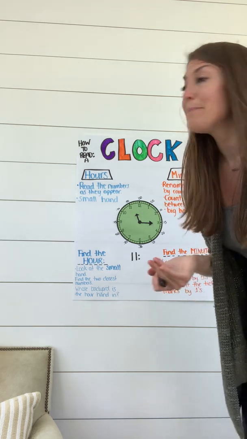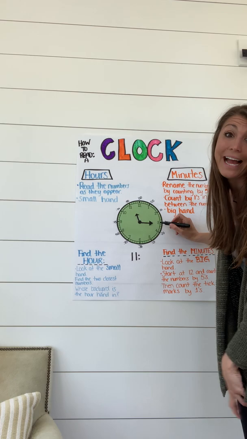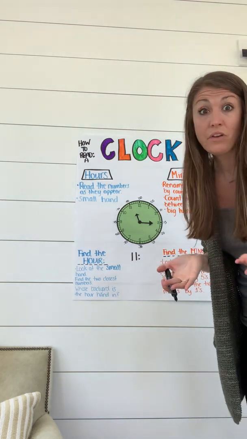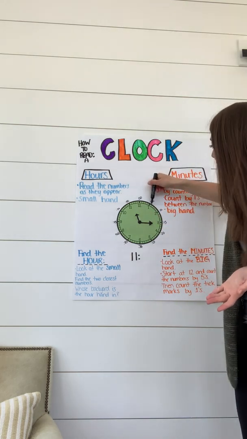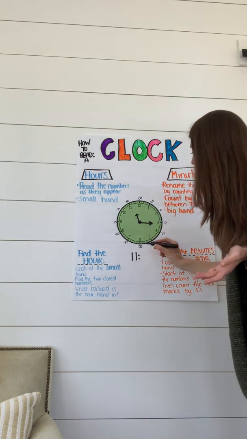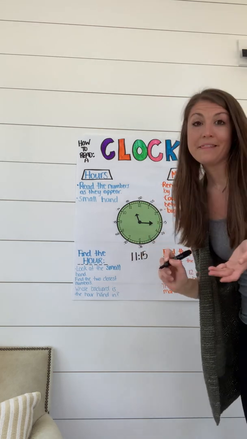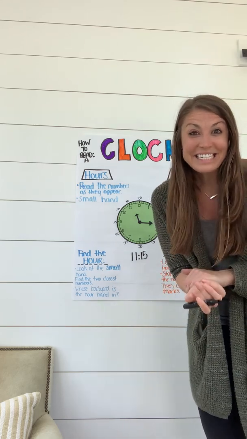So now let's look at the minutes. So now here's my minute hand and it's pointing right at the 3. So I know I can either multiply the 3 times 5 or I can skip count. I'm gonna start with 12 and skip count. 5, 10, 15. So I know that the time on this clock shows 11:15. Nice job, friends.